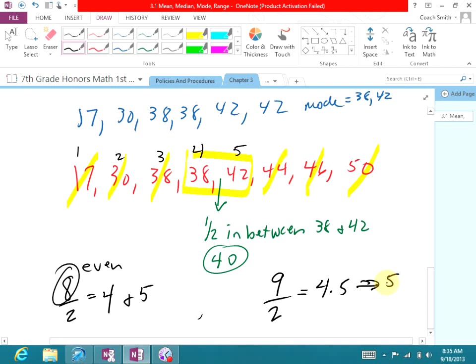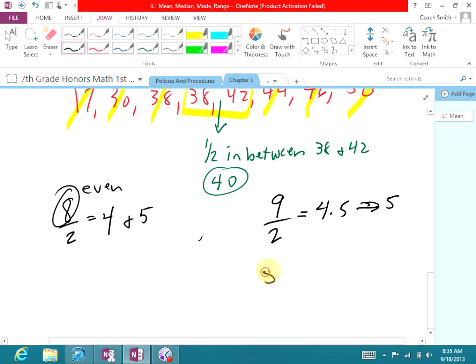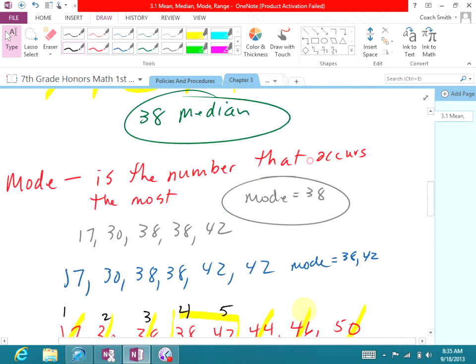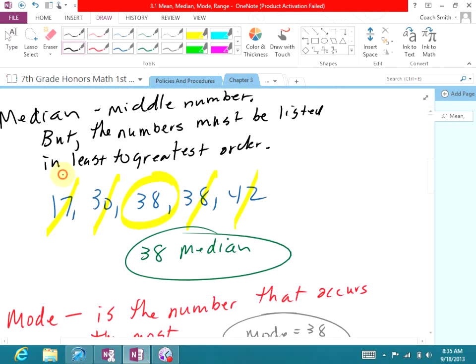Just like a while ago we had 5 numbers. You divide that by 2, that's 2.5. So we round that up to 3. If we go back up here, 1, 2, 3. It's the 3rd number. So that's how you can do it if there's a large number of numbers.